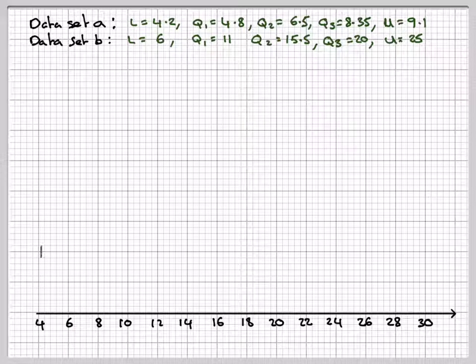So I need to put on 4.2, I need to put a line, and I need to go along to 4.8, and then I'm going to jump to Q3 and start there, and this one will be the upper value, 9.1. In the middle here, I'm going to draw a box, hence the name box and whisker plot, and wherever the median is, 6.5, I'm going to draw a line. So lower value, Q1, Q2, Q3, and upper value. I'm going to do the same for the other one.